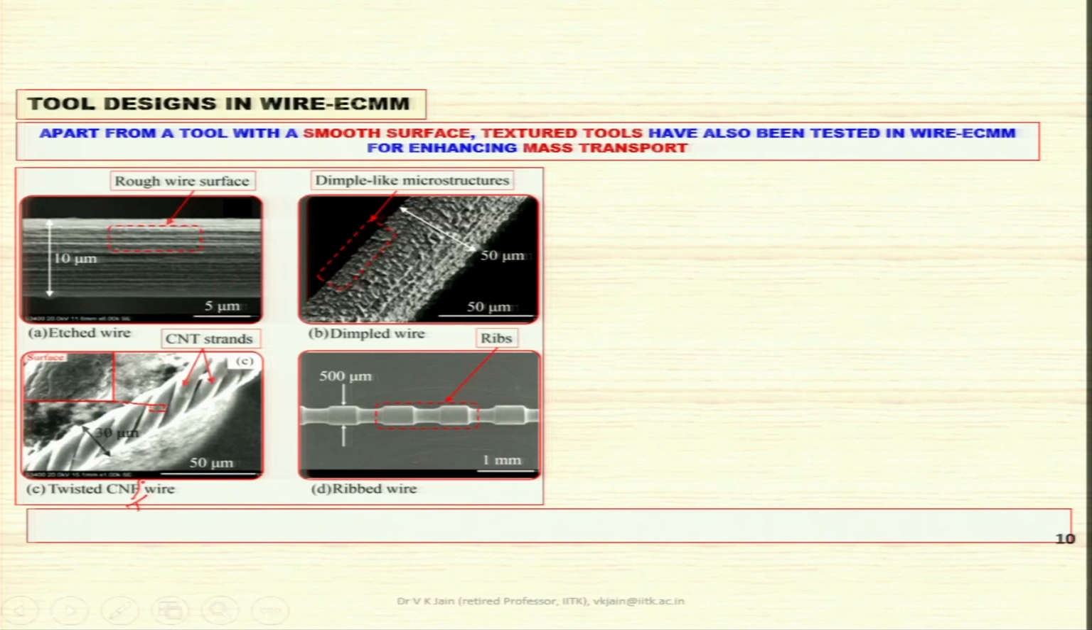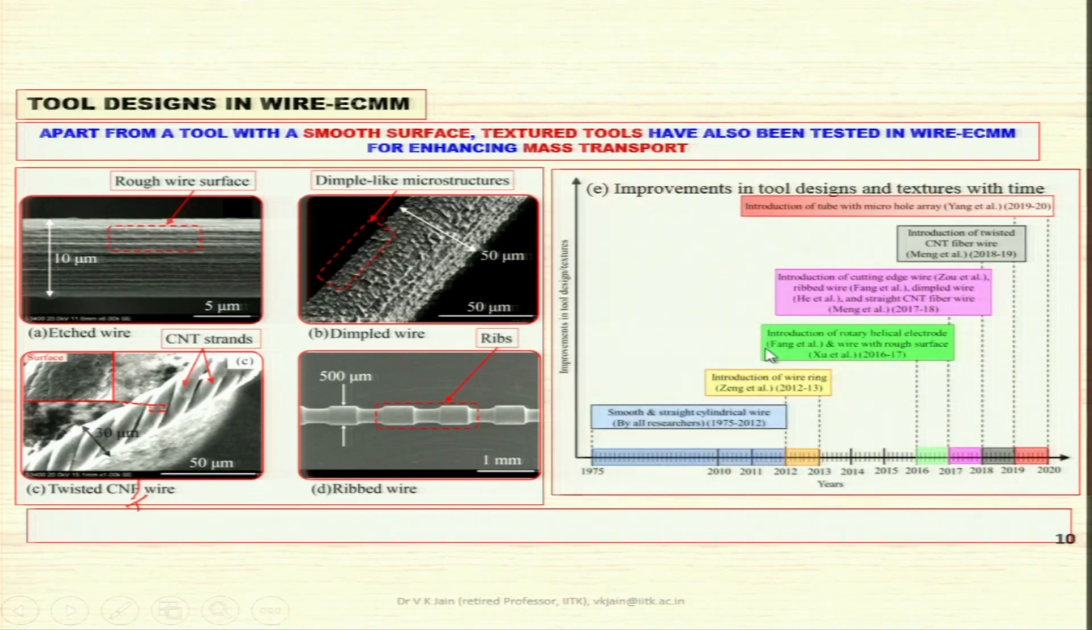So it has been twisted, and I have already told you that after twisting it has to be covered with a certain layer like aluminum etc. to enhance its electrical conductivity. And you can see here a ribbed wire like this, these are the ribs over here. So different kinds of wires have been used to enhance the performance of wire electrochemical micromachining.